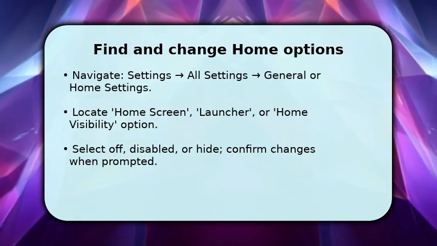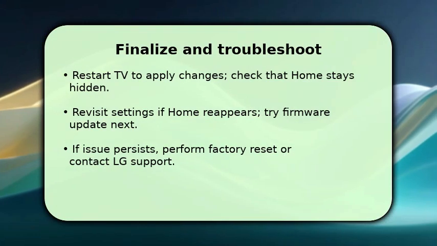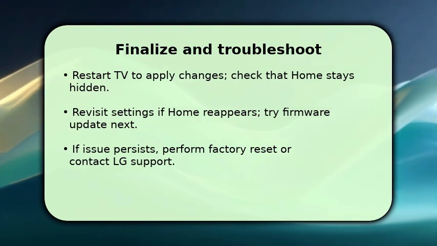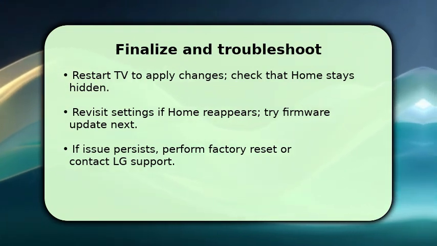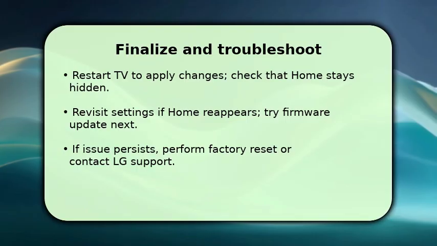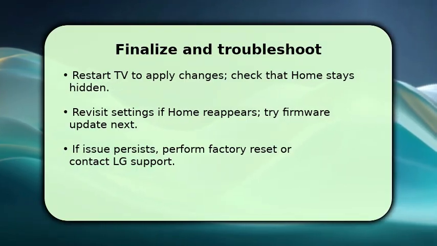To finish, restart the TV so the new home setting takes full effect. After reboot, verify that the home screen no longer appears. If it still shows, go back into settings and repeat the toggle, then check for a firmware update. Sometimes software fixes are needed.